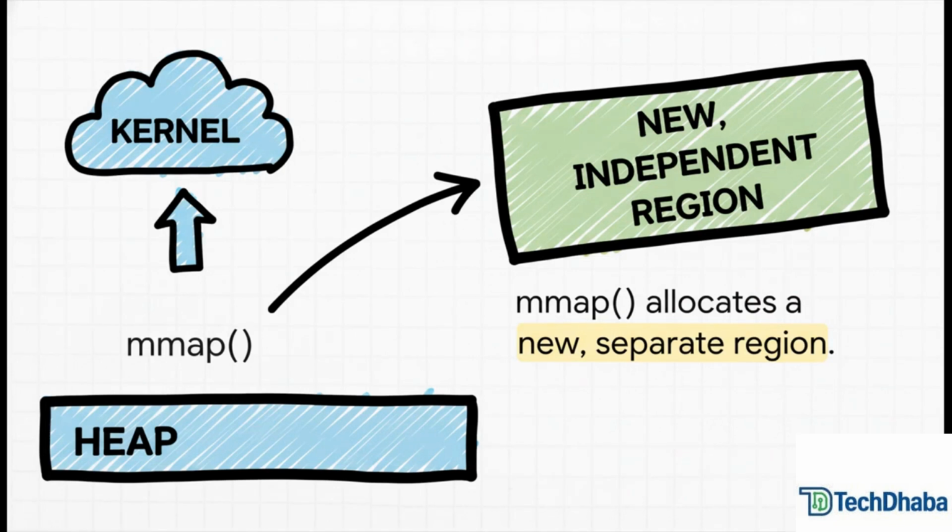Okay, but what about those really big requests? For that, glibc pulls out a different tool, mmap. Instead of just expanding the main property, mmap asks the kernel for a whole new separate plot of land somewhere else. This is great for big allocations, because when you're done with it, you can give that whole plot back to the OS super easily.